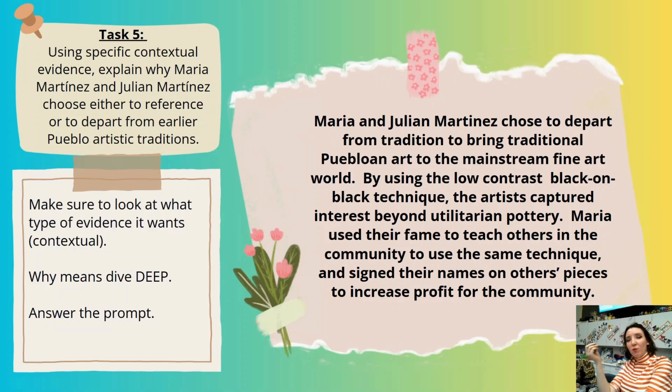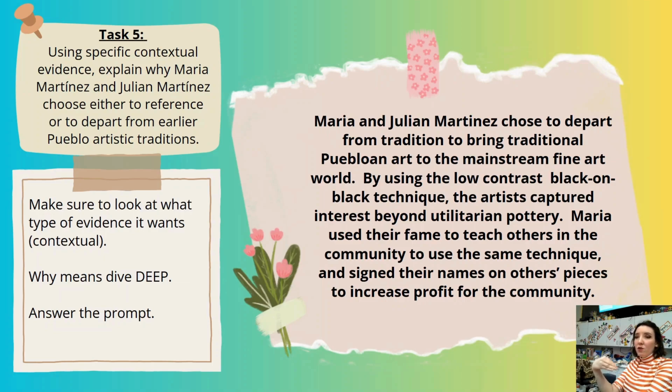So the question says using specific contextual evidence, make sure you see what type of evidence it wants. Explain why Maria Martinez and Julian Martinez chose either to reference or to depart from earlier Puebloan artistic traditions. This is a why. It says explain. Explain means go deep. That means write a little bit more, but answer that prompt, right? So I'm using contextual evidence to explain why those decisions happened, and I'm being specific. I don't just say because they wanted to. I'm not saying because it was different, something that's flat. I really want to think about the why, those big questions, right?